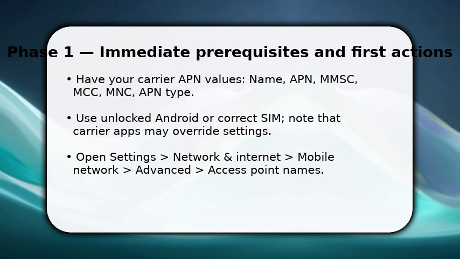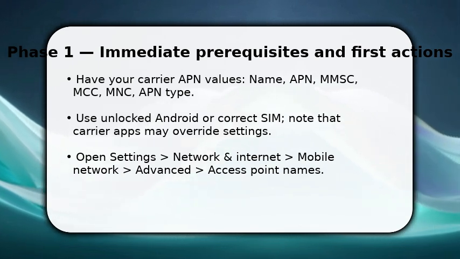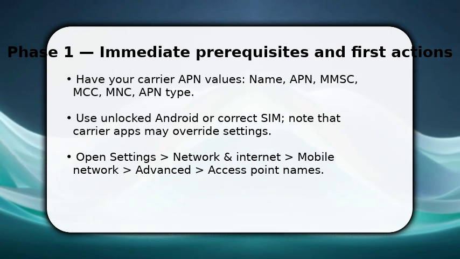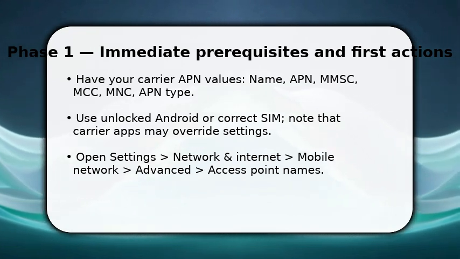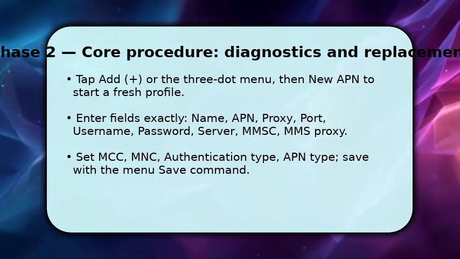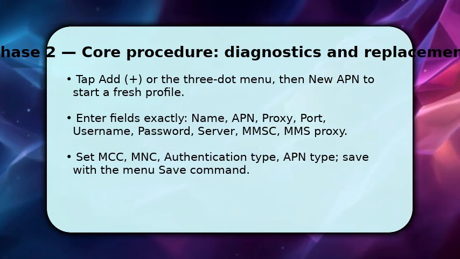If you don't see access point names, make sure airplane mode is off and the SIM is recognized. Now you create the APN. Tap Add or the three-dot menu and choose New APN, then carefully enter each carrier value.